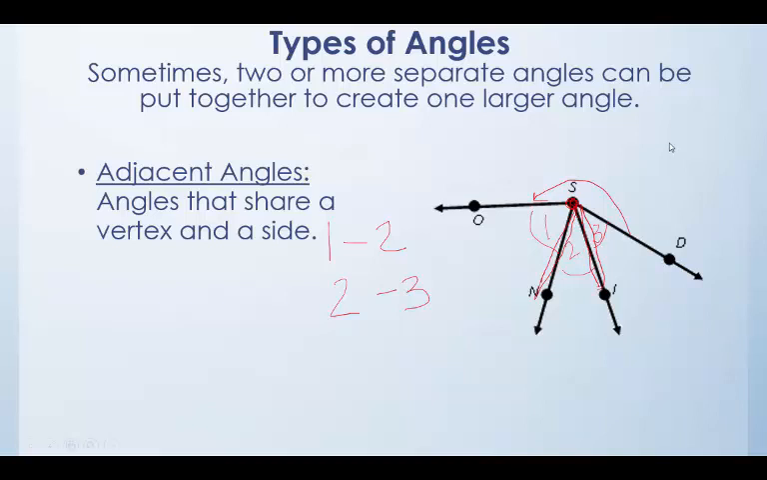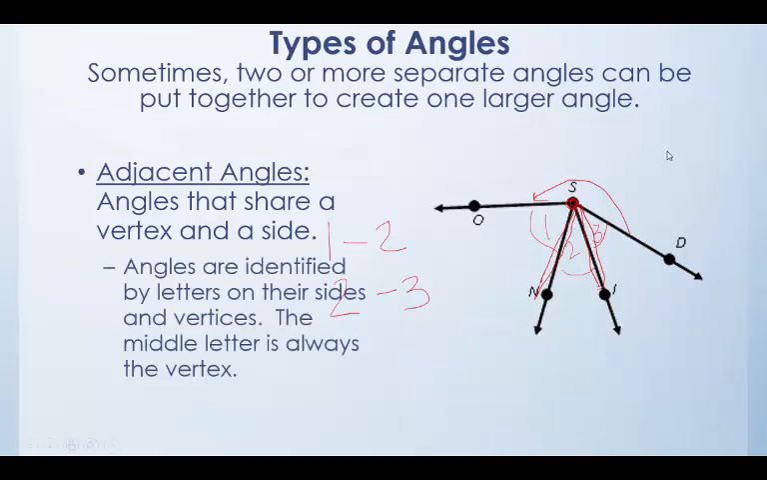Okay? I could get more specific with my naming conventions, and you might see this a little bit. Angles are identified by letters on their sides and vertices. Vertices is the plural of vertex. The middle letter is always the vertex. So angle 1 I could also write as OSN. Angle OSN goes from side O to vertex S to side N. Angle 2 I could also write as NSI. And angle 3 I could also write as ISD. I go from side to vertex to side.